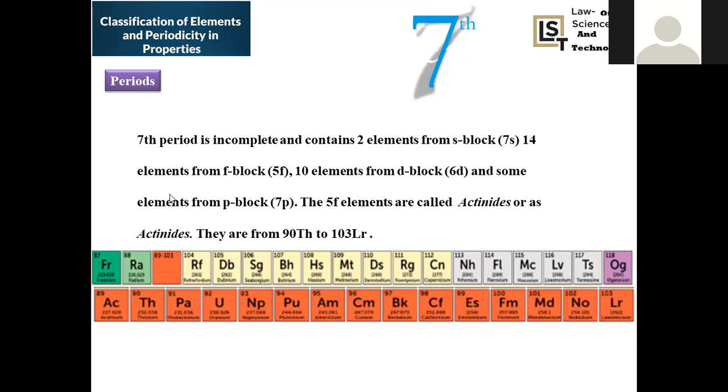So this is about the 7th period. If it is completed, again you can say it is also associated with 32 elements, and it is also the longest period in the periodic table. And these are the elements newly introduced. So this is about period 7.